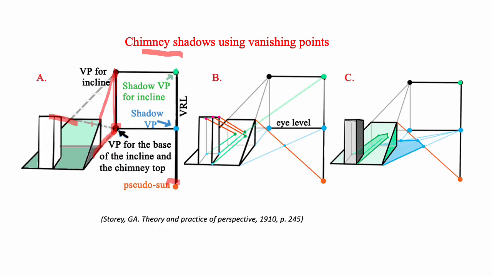I have the pseudo sun here, so this is front lighting. This is the shadow vanishing point on eye level. And I have a shadow vanishing point up here for shadows on the incline. It's above the one for the shadows on the ground, and it's level with the vanishing point for the incline. So if you want to draw the shadow on the incline, it goes up to this vanishing point, and if you want to draw the shadow on the ground, it goes to this vanishing point.